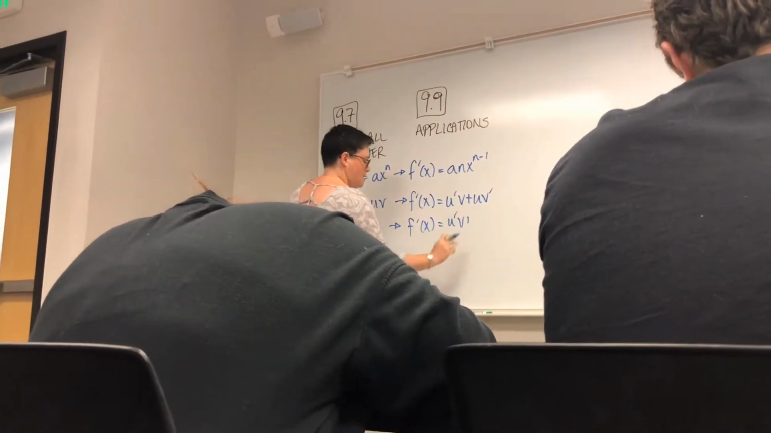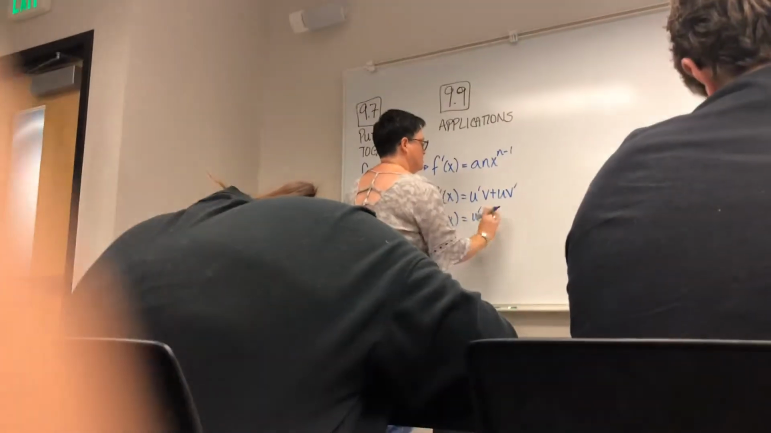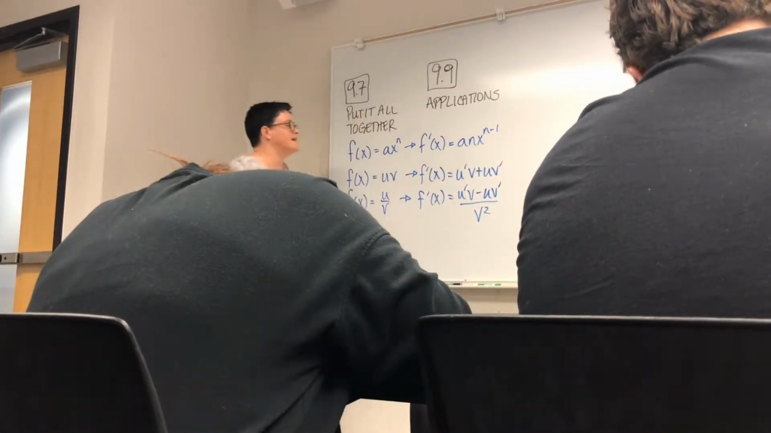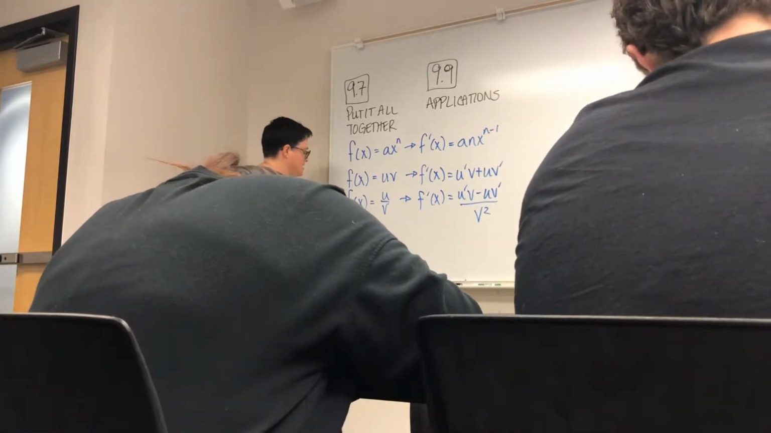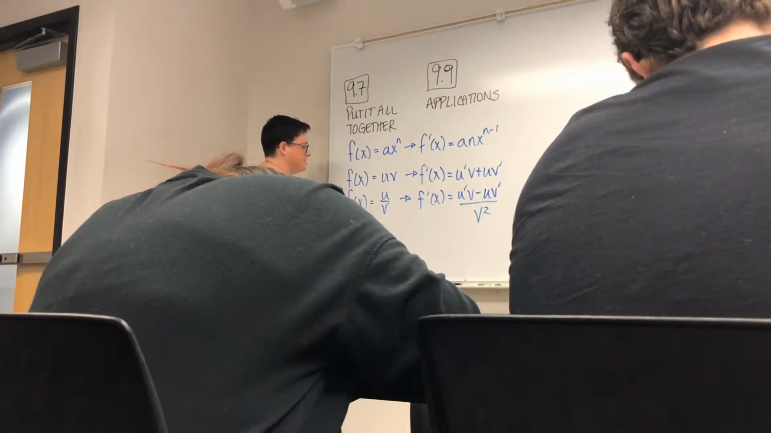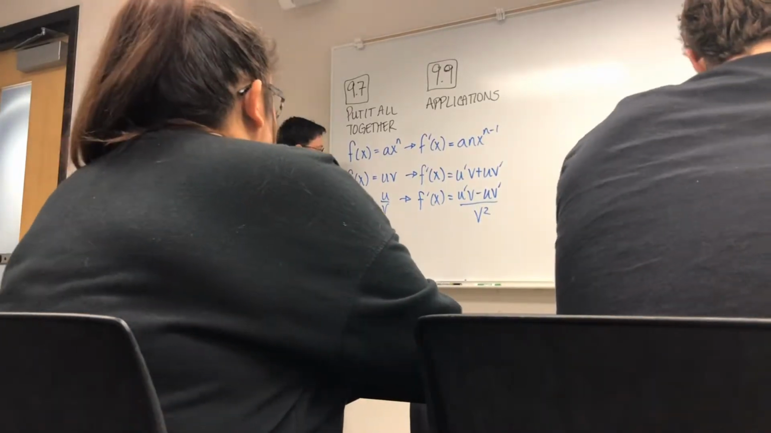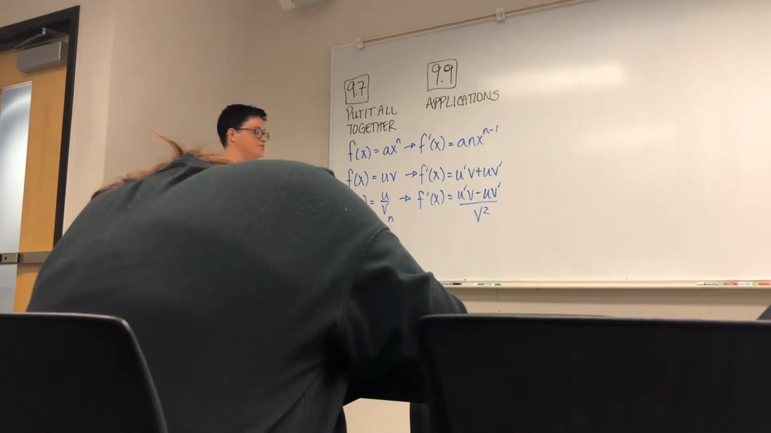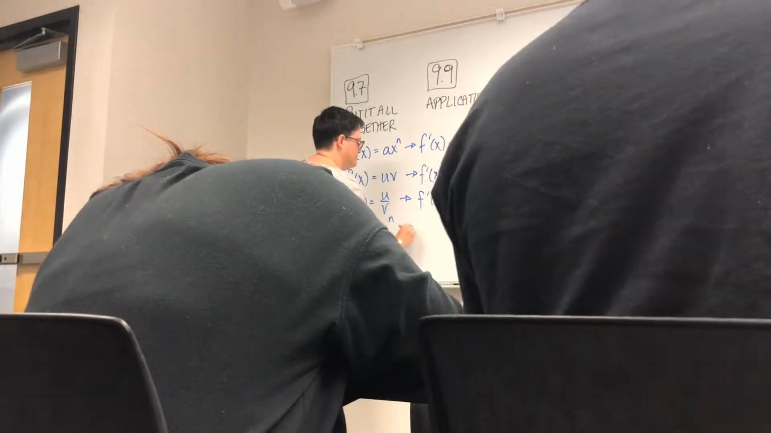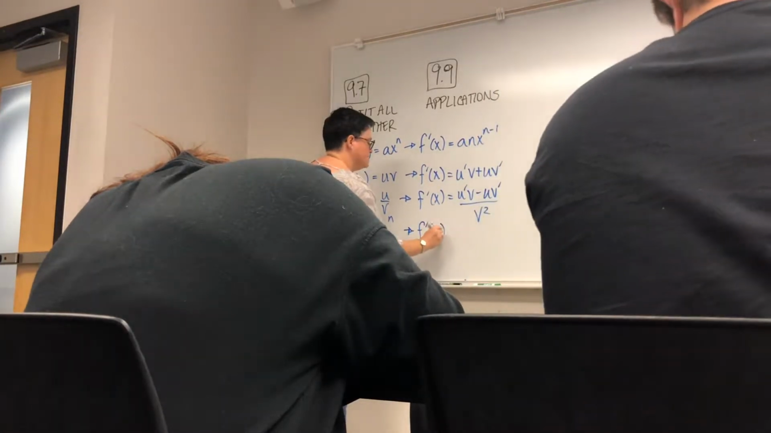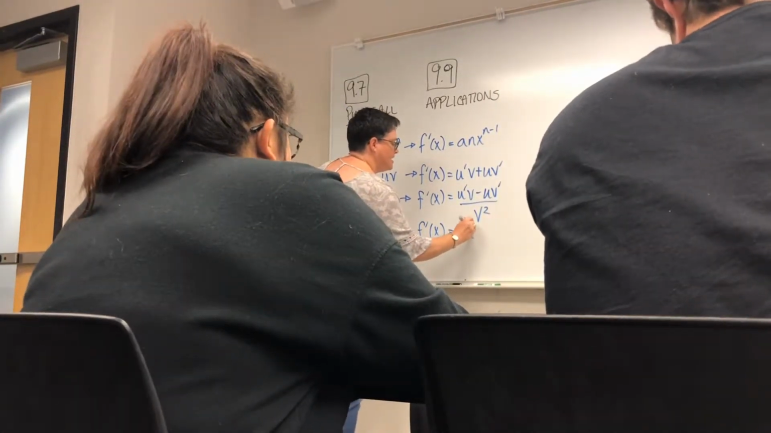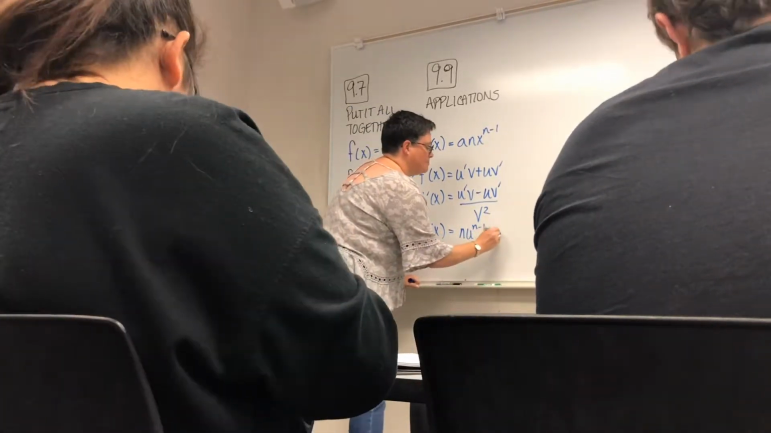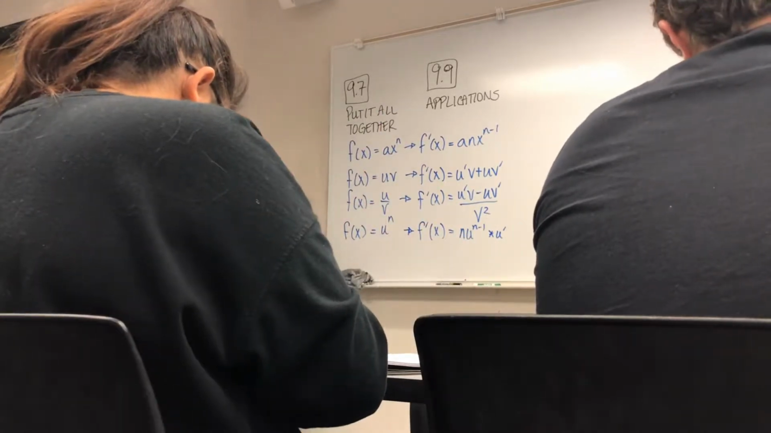U prime v minus v prime over v squared. And then the last thing we picked up was d out d in. So if we have a function that is some function to a power, we take the derivative of the outside, f prime of x is going to be n u to the n minus 1. That's the derivative of the outside. And then the derivative of the inside is u prime. So that's kind of a new way of looking at that.